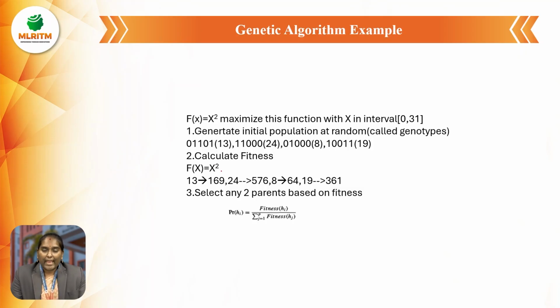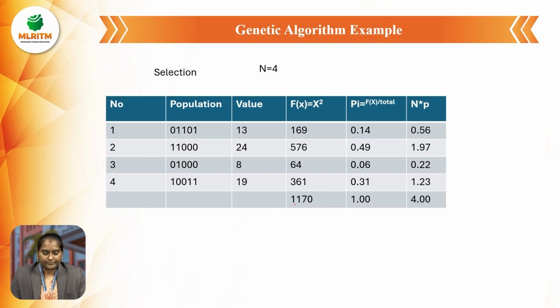And then second one, calculate fitness. How to calculate fitness? f of x equal to x square. Next, third one, select any two parents based on the fitness. So the fitness formula: Pr(hi) equal to fitness of hi divided by the sum over j equal to 1 to p of fitness of hj.